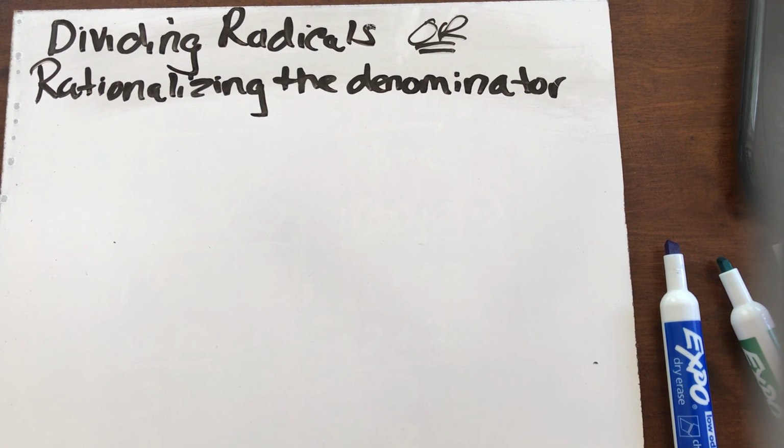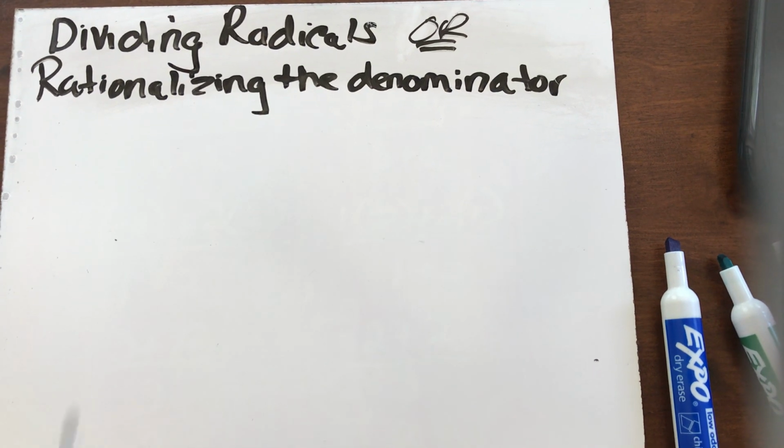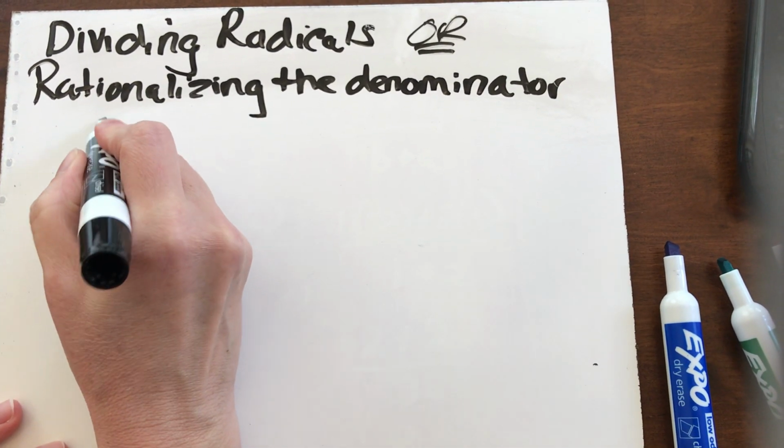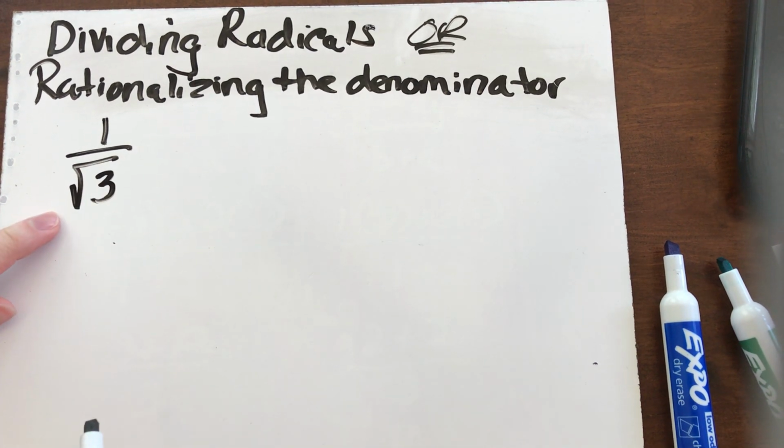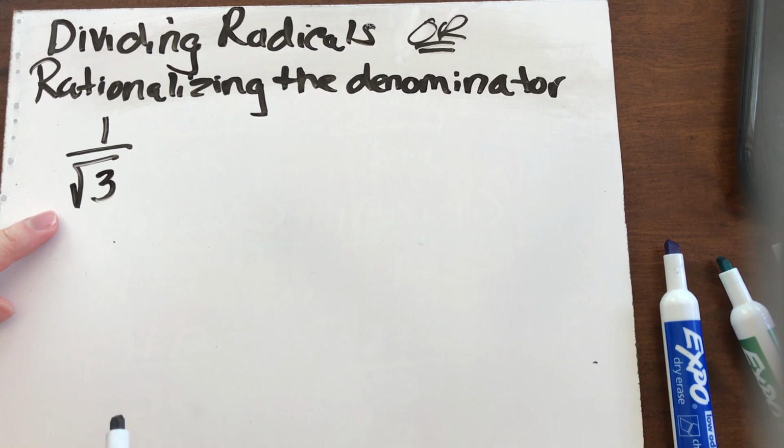No. Remember, in order for a fraction to be a rational number, which it is, it has to be written as a fraction or a decimal. And if you have something like 1 over the square root of 3, square root of 3 is irrational, and you can't have an irrational denominator. So this is what we're going to look at today. How do I fix that so that it is not an irrational number anymore?